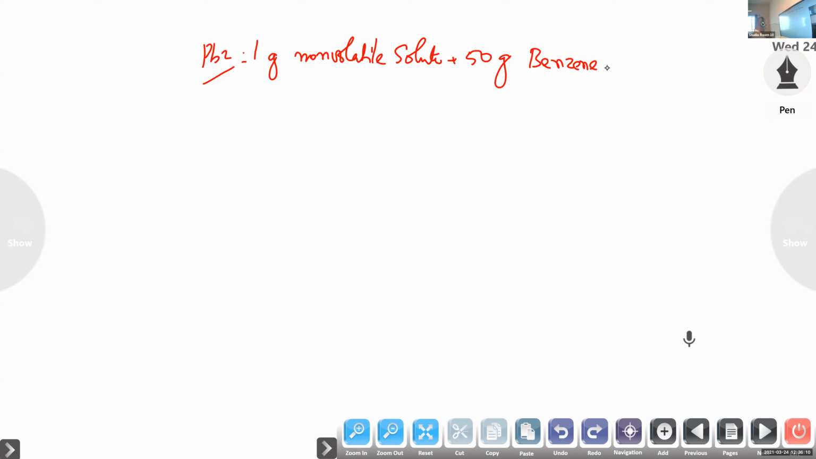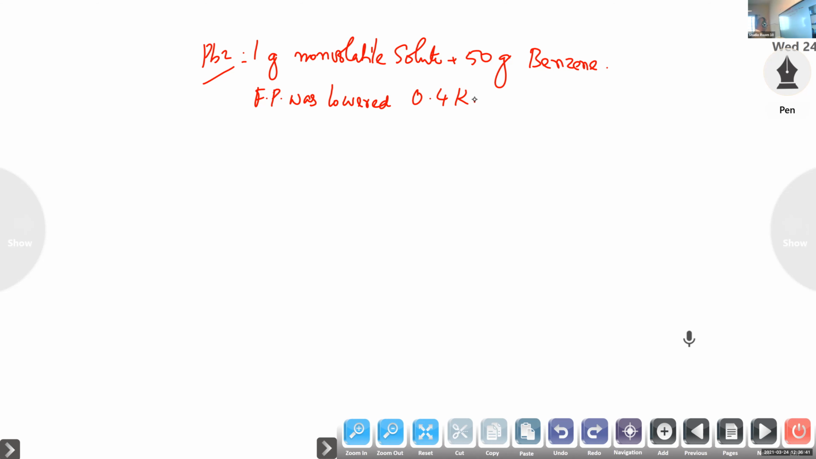The freezing point was lowered. All these are there in your text. Freezing point was lowered by 0.4 Kelvin. The unit given is Kelvin.